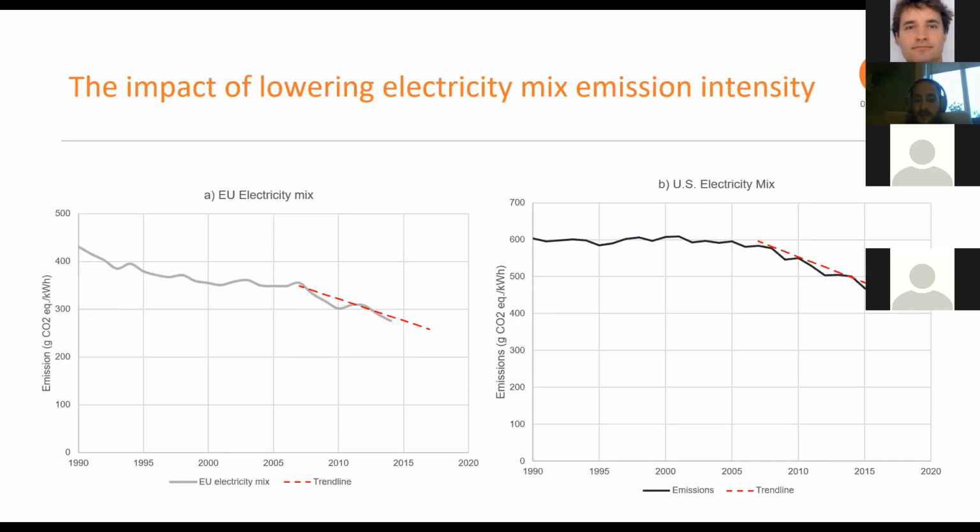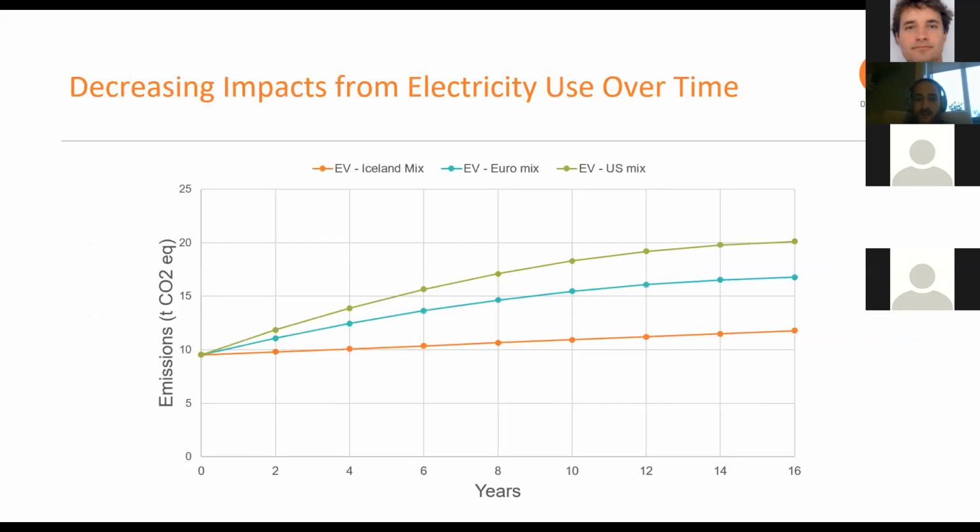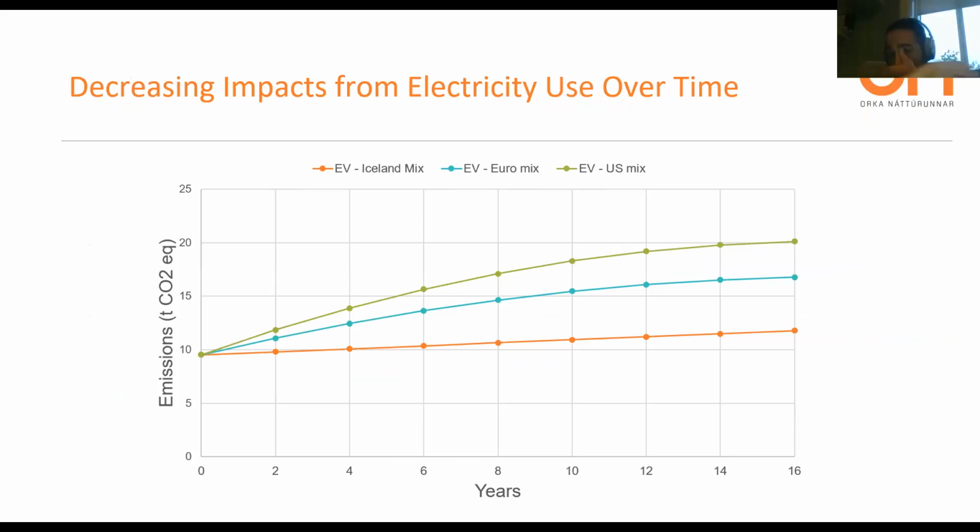And then if we look at this over time, of course, the EU electricity mix is decreasing, and the US electricity mix is also decreasing. So if you think about it over time, it is likely that you'll see this bend over time as more and more renewables are added into the electricity grid. And so this is something we want to think about.